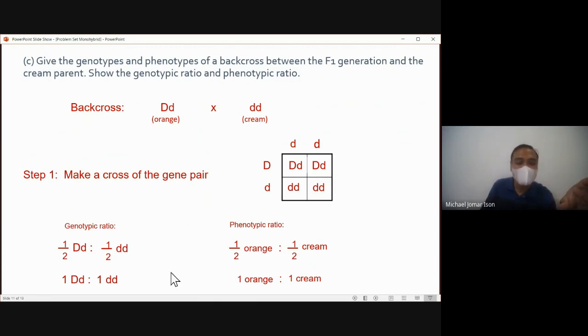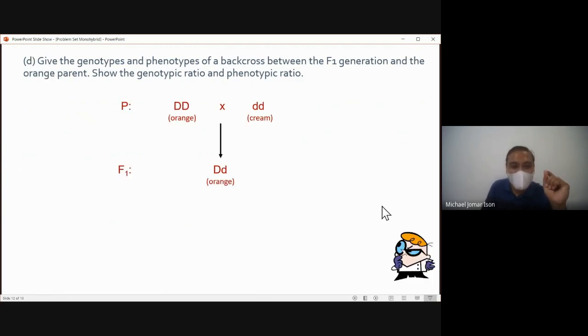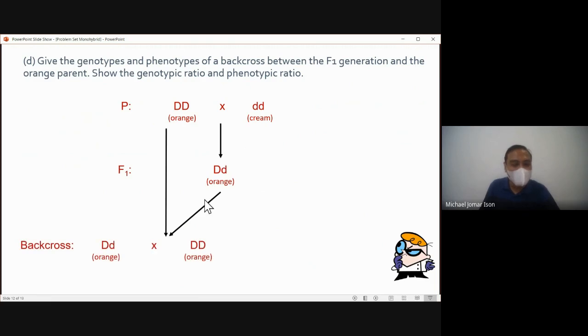So I hope you got the answers over here. Let's now proceed with the last of the questions. Letter D. Give the genotype and phenotypes of a back cross between the F1 generation and the orange parent. Show the genotypic ratio and the phenotypic ratio. So in this case, it's a back cross between the heterozygote, which is the F1 generation, with the orange parent, which is the homozygote dominant. Okay, so that's another type of back cross. And that leads us to this: a big D small d orange crossed with a big D big D orange, and that will be the back cross.